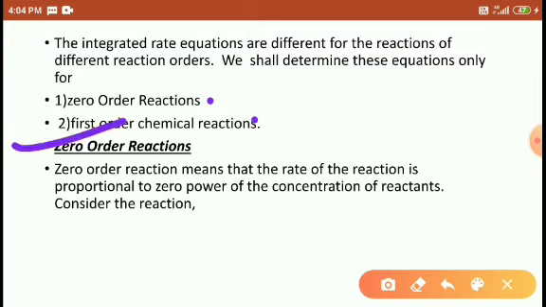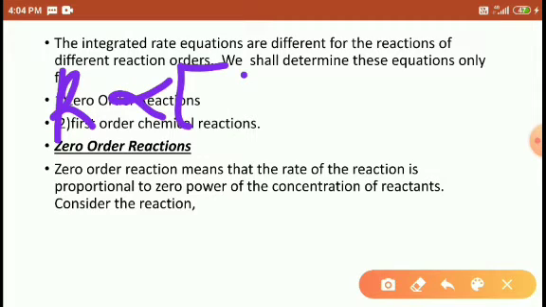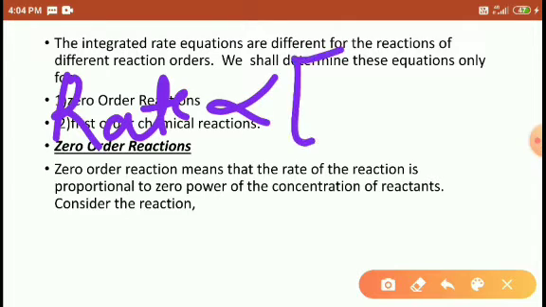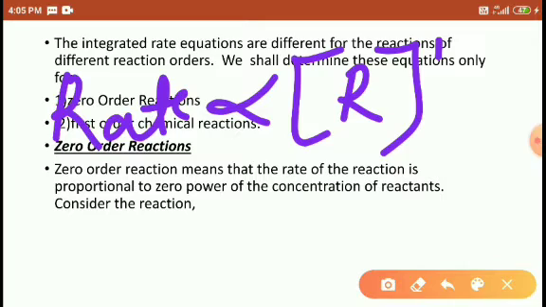So let's discuss the zero order of reaction, students. Zero order of reaction means the rate of reaction is the concentration of reactant to the power zero. We know that the rate is directly proportional to the concentration of reactant, here with power 1. When the reactant concentration increases 10 times, the rate also increases 10 times.